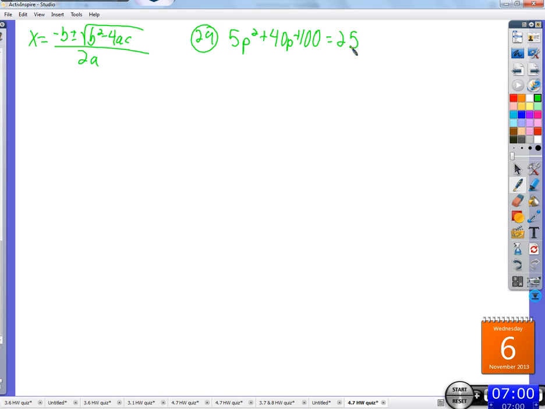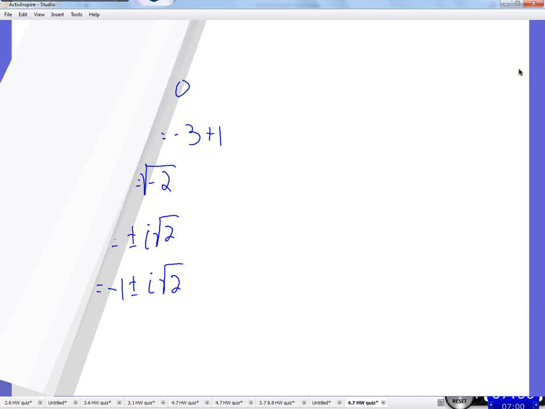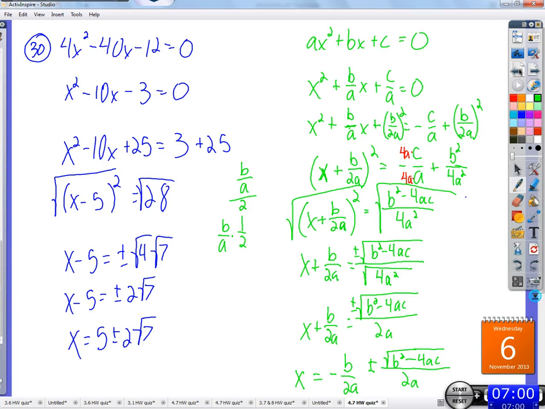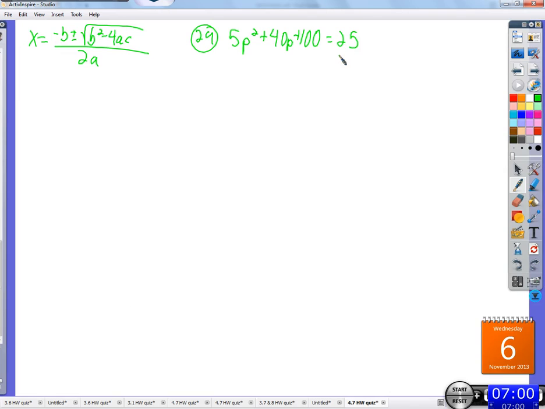The first thing that we need to do, and it's a really simple thing, notice when we started finding the quadratic formula, how did it start out looking? Equal to zero. So we just need to get it to be equal to zero. How are we going to get this to be equal to zero? So we set it up so we can use the quadratic formula: 5p squared plus 40p plus 75 equals 0.